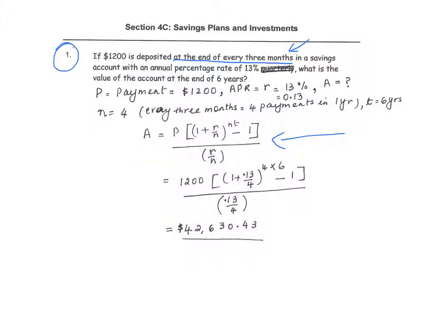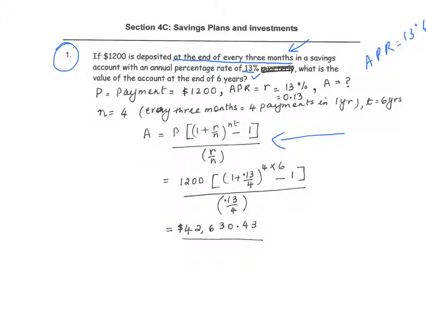Now, a third type of investment is where we have a periodic payment, and we don't invest a lump sum. We periodically deposit a certain fixed amount of money into the account. So here, let's see what's given to us. It's a savings account with an annual percentage rate, that is an APR of 13%. What is the value of the account at the end of 6 years?